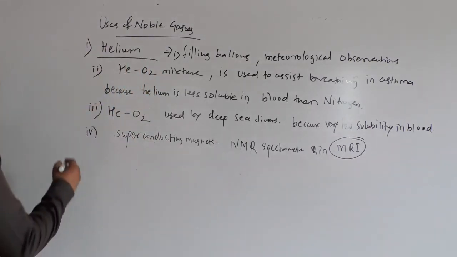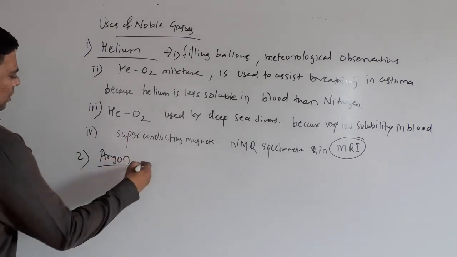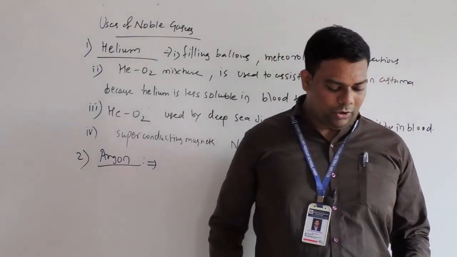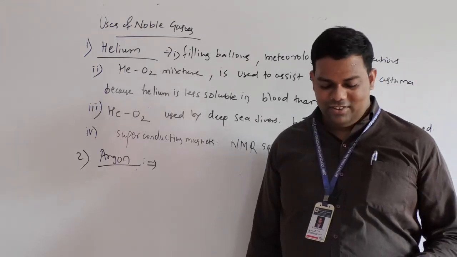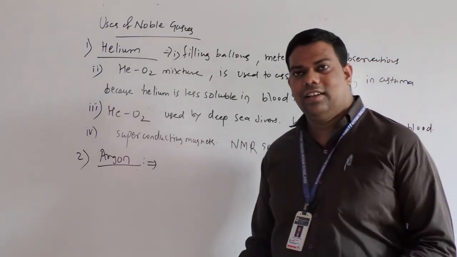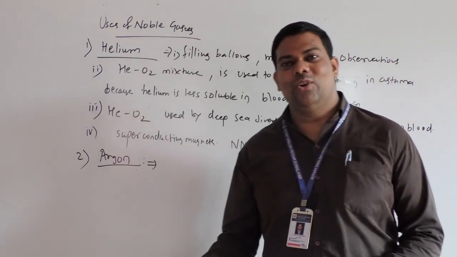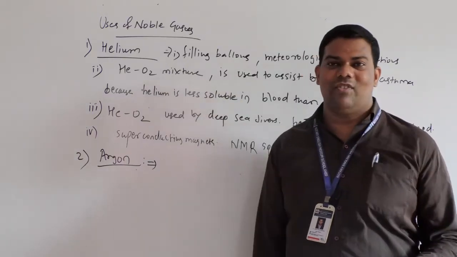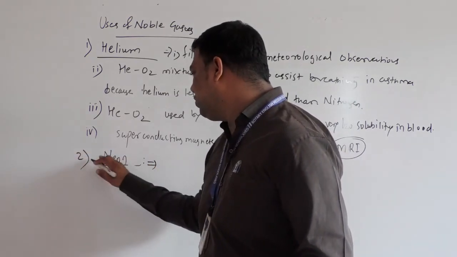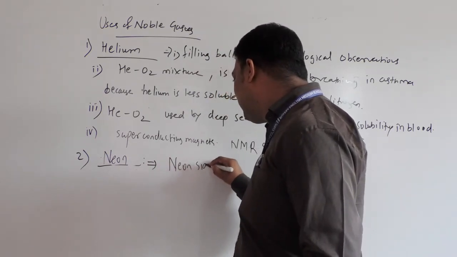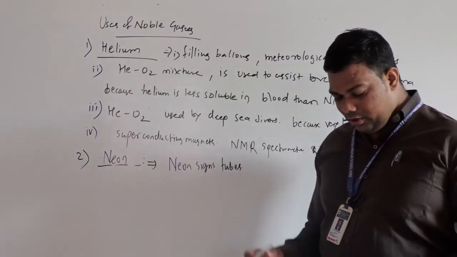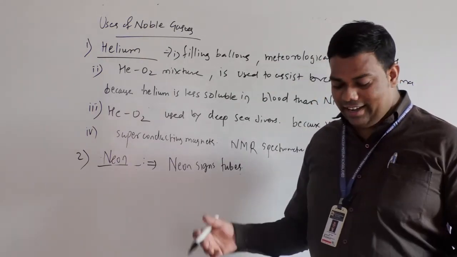Now, next, neon. It is used for filling discharge tubes, for optical decoration and advertisement. When neon is mixed with other gases, it glows with different colors, known as neon sign tubes, used for advertisement. Neon bulbs are also used in botanical gardens and in greenhouses.